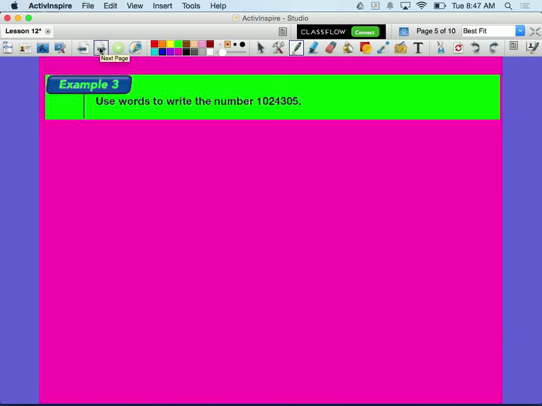Now it says use words to write the number 1024305. So the first thing I'm going to do is take my number, write it a little bigger here, and put my commas in, and then I kind of have an idea of the place values and where words will go. Okay? So I'll go 1, comma, 024, comma, 305. Now when I'm writing, I'm going to start left and work my way right to write what these are. So in millions, I have 1 million.